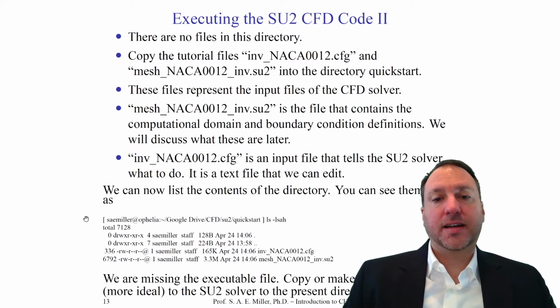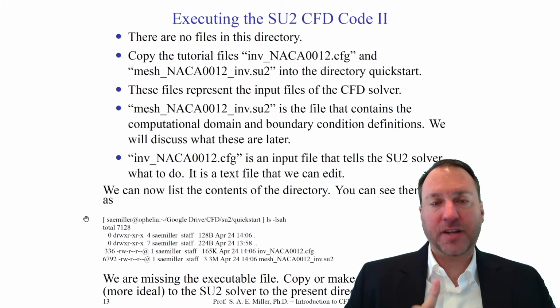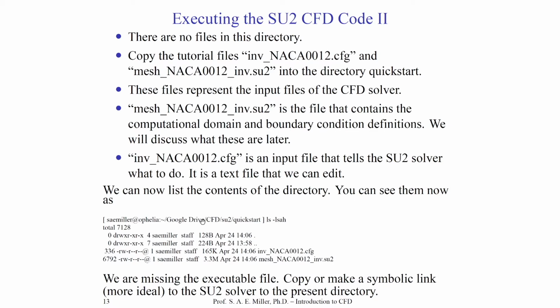Now list the contents of our new directory just to make sure we have it set up correctly. So we've copied our configuration and SU2 file in it, and now we can type ls -lsah in the Quick Start directory, shown here, and we'll get a number of listings. Don't worry about the dot and double dot. You'll see that there's two rows, one for the configuration file and one for the SU2 grid file.